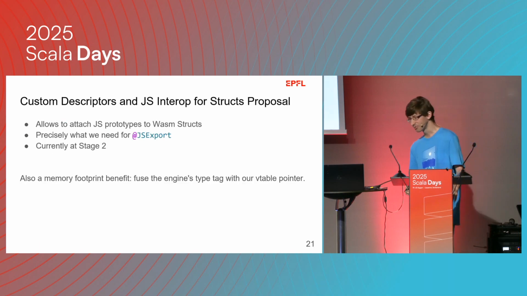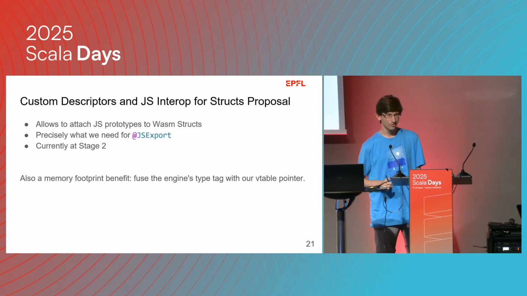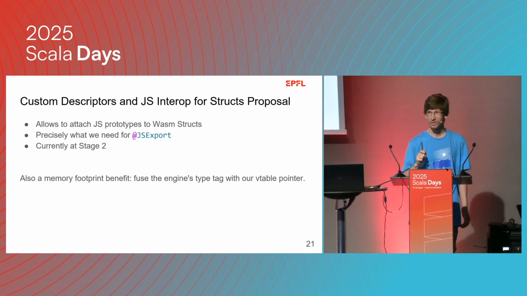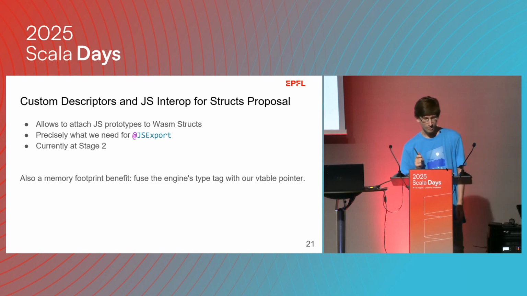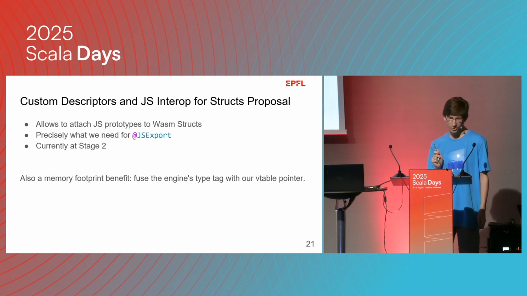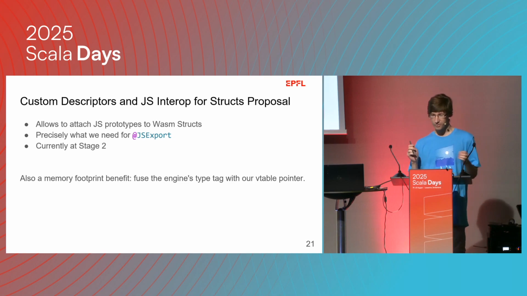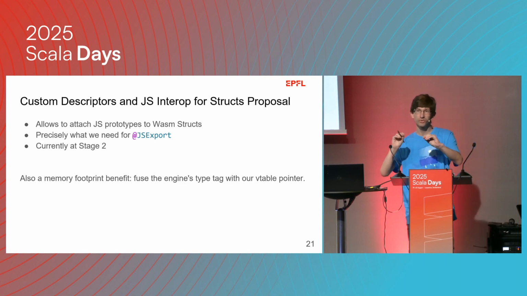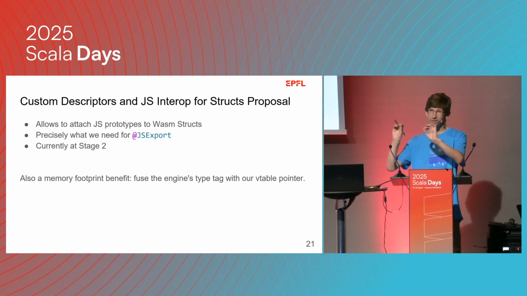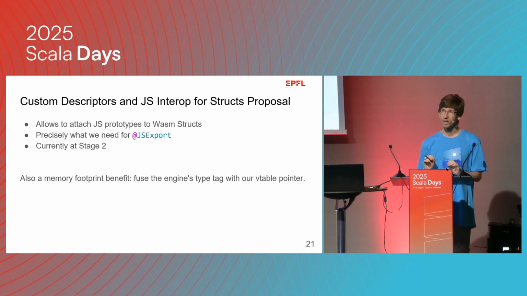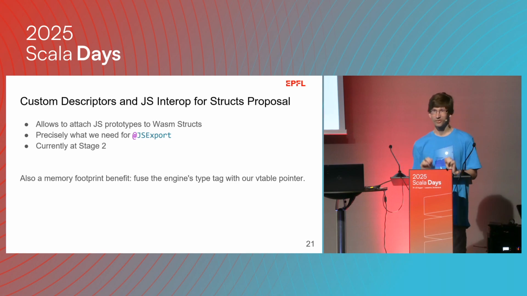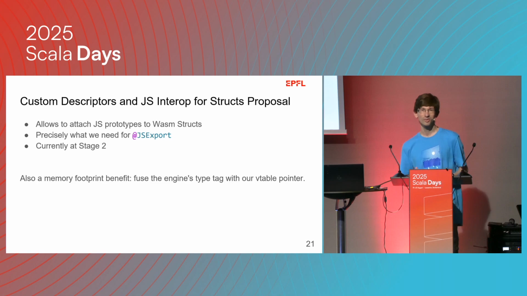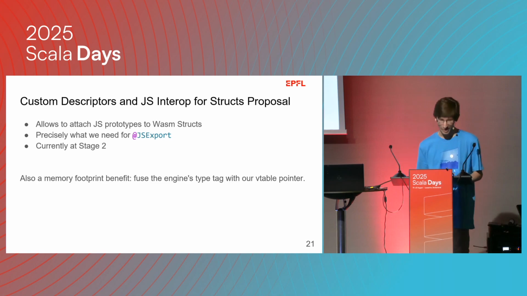But there is hope. There is another proposal, which was not by me, but I'm actively involved in shaping it the right way, which is the custom descriptors and JS interop for structs proposal. And that will give us exactly the necessary tools. It will allow us to attach JS prototypes to WASM structs. It will give us exactly the tools we need to be able to implement our @JS export. So the last thing we cannot implement, give it a year or two, and we will be able to implement it.